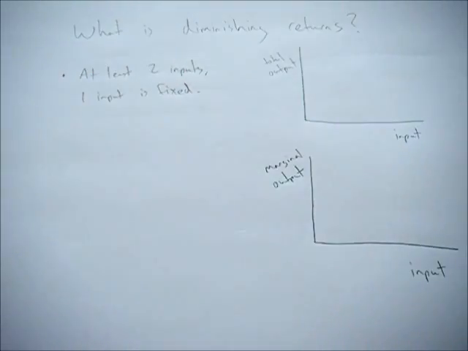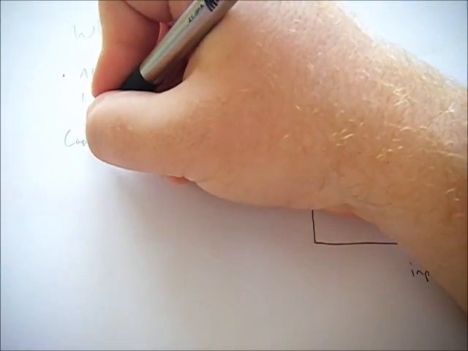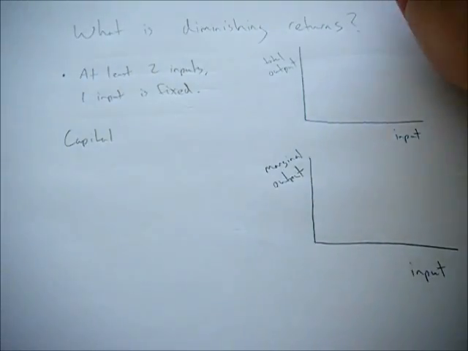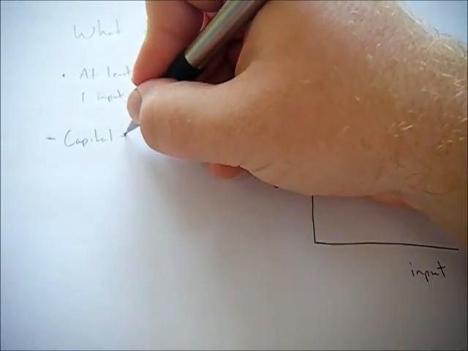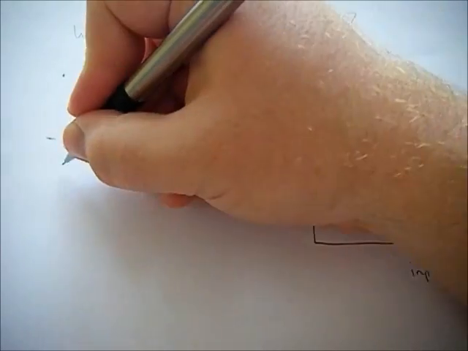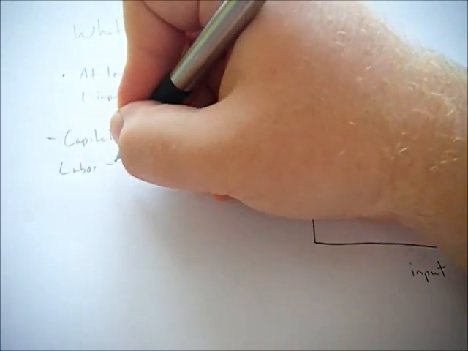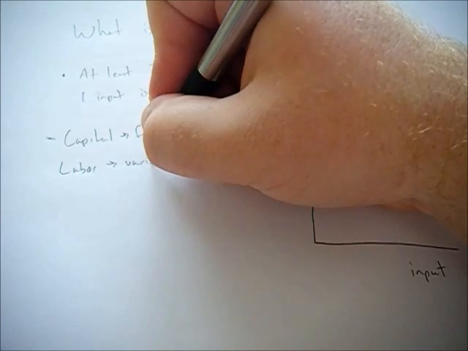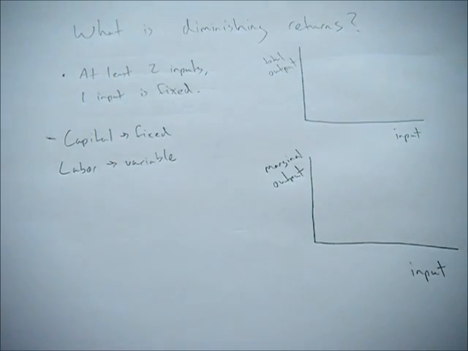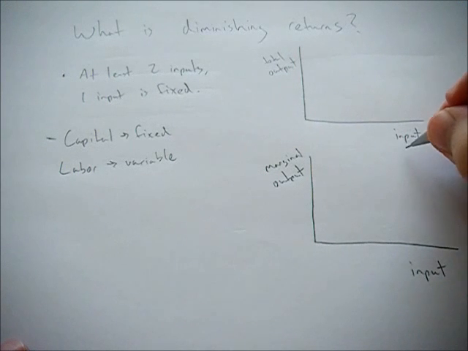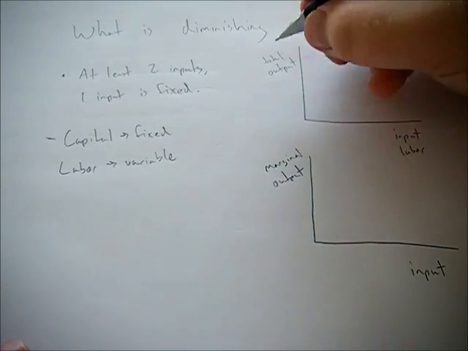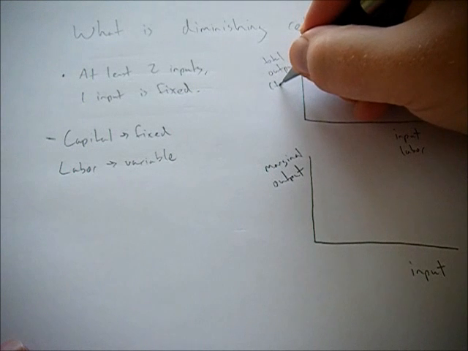So imagine we have a factory or a restaurant where we have capital, say the building or an oven, which is fixed, and labor, which is variable, meaning that we can change it. So the amount of capital we have is fixed, but the amount of labor is variable. So here I have input and output. You could also imagine this as labor and let's say it's a taco shop.